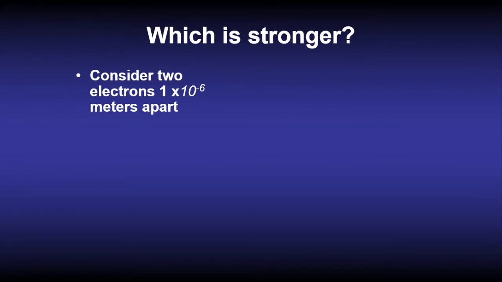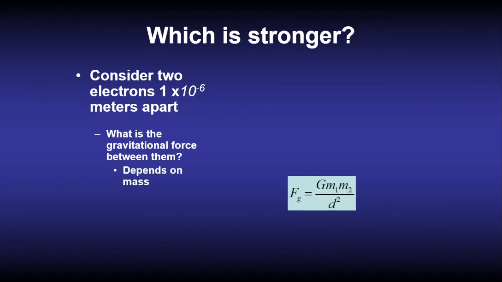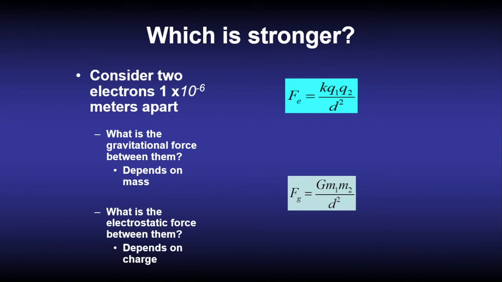Which might be stronger? Let's take a second just to look at this because I think it's pretty interesting. Let's consider two electrons that are 1 times 10 to the negative 6 meters apart. What is the gravitational force between them? Well, in order to do that, we need to figure out the mass. And then what is the electrostatic force between them? Well, to do this one, we need the charge. Luckily, these are just values that we can easily Google.